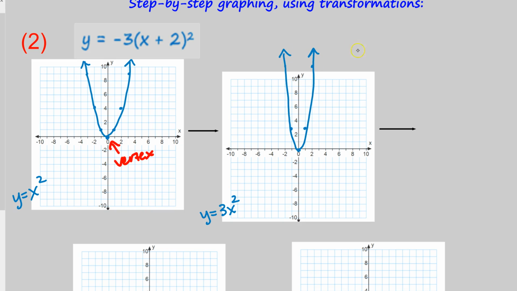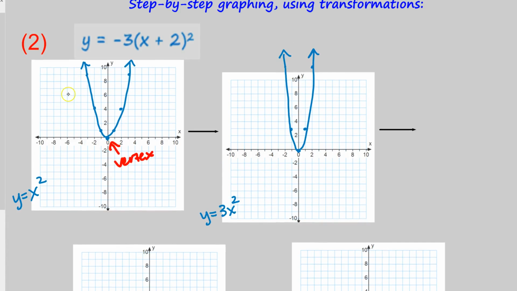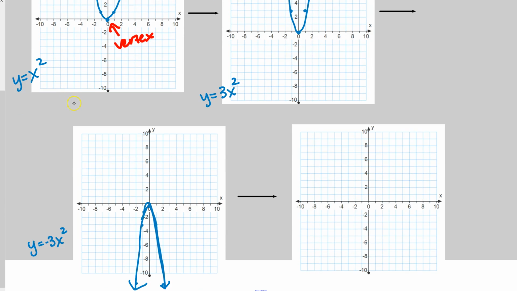And now for the negative, that's going to reflect it across the x-axis. So still (0, 0), but we have (1, -3), (-1, -3), (2, -12), (-2, -12). So there's a vertical stretch as well as a reflection. And then finally, I'm going to put in there the plus 2 inside the squaring.